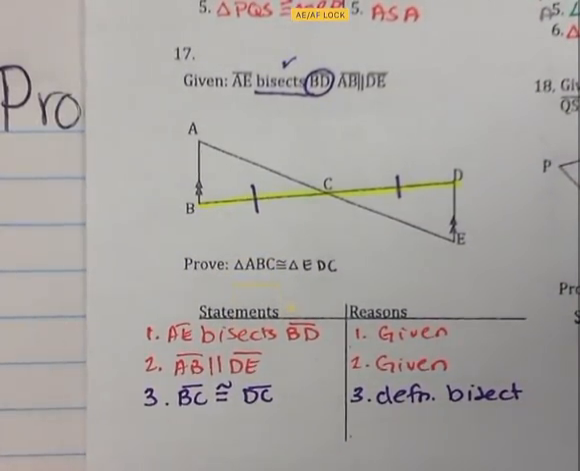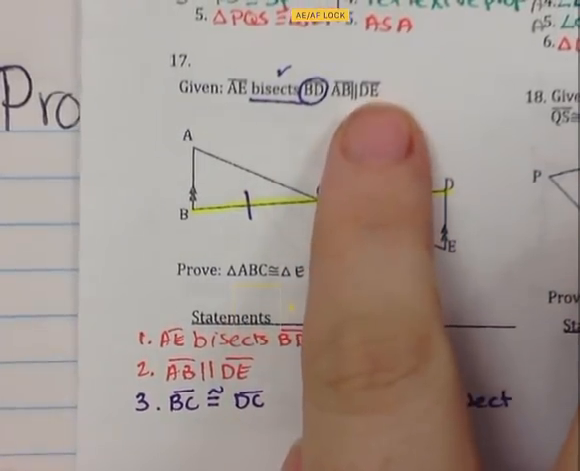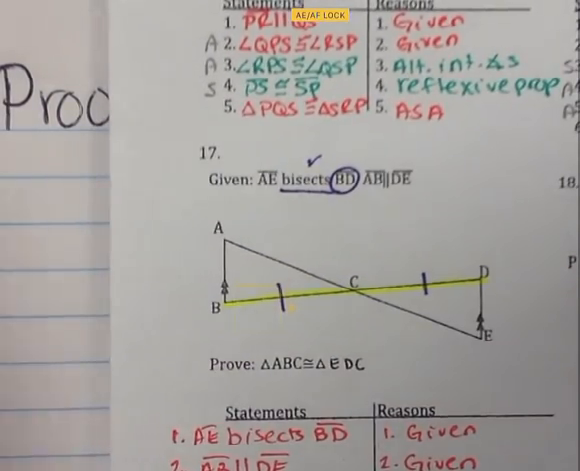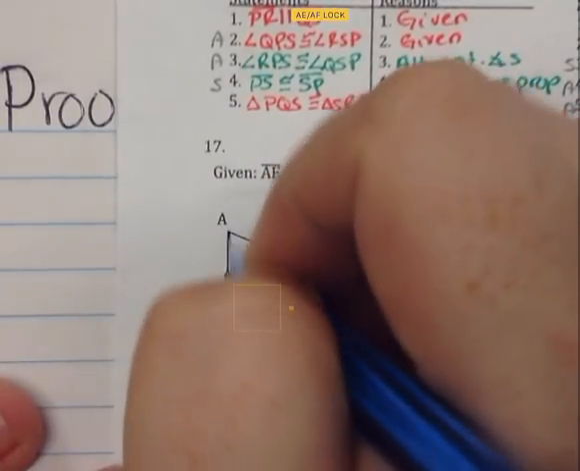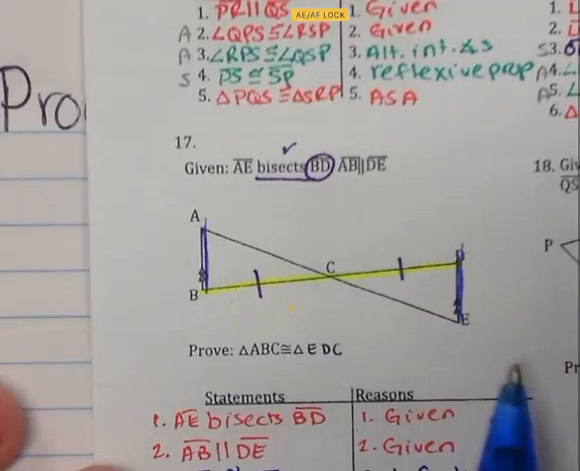Statement 4 will need to come from the parallel. So again, parallel, we're going to use alternate interior or corresponding. So the Z or the F. So if I see the parallel, these are the parallel, we can create a Z from A to E.